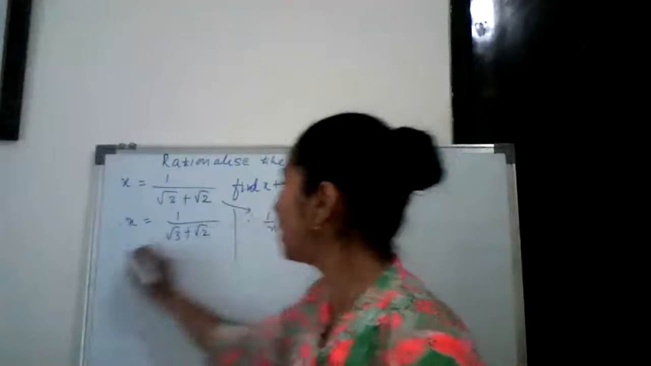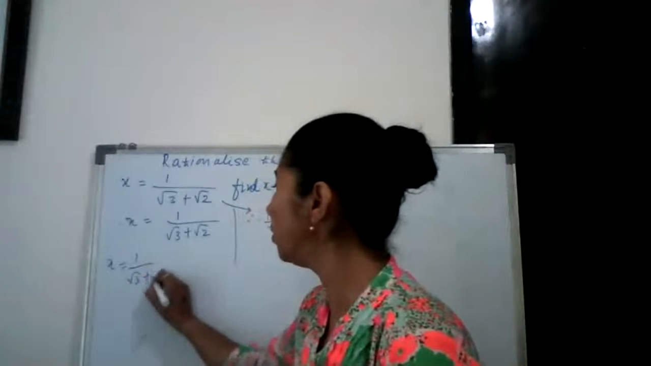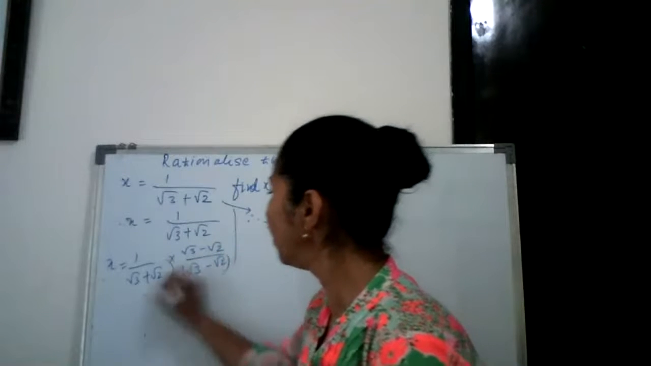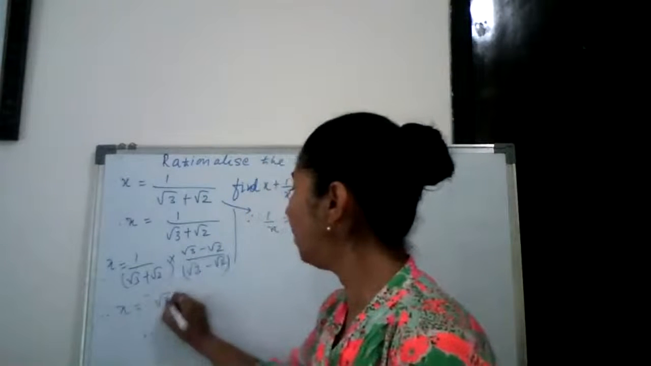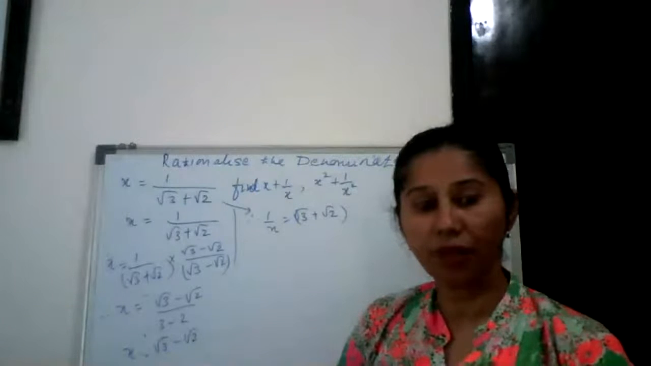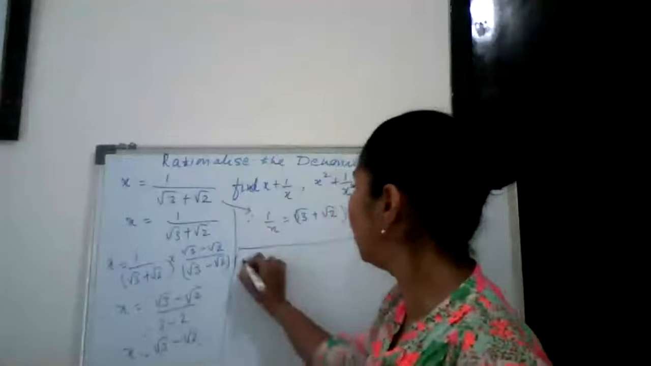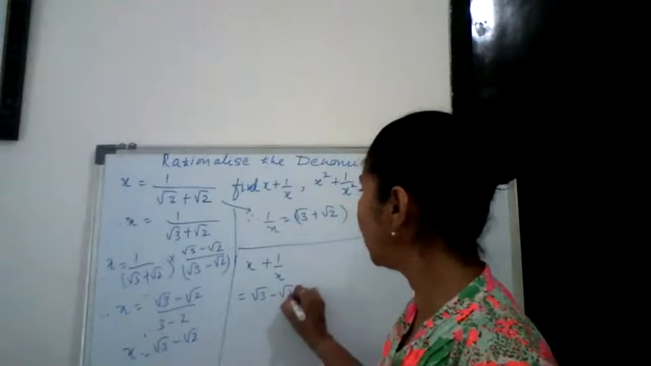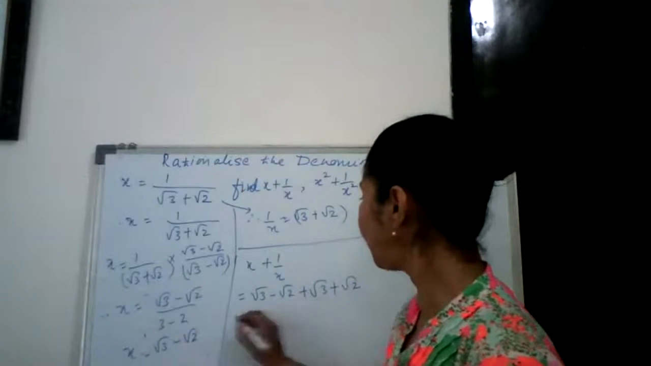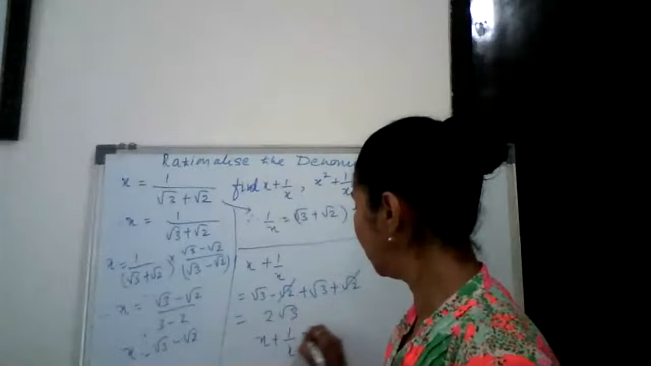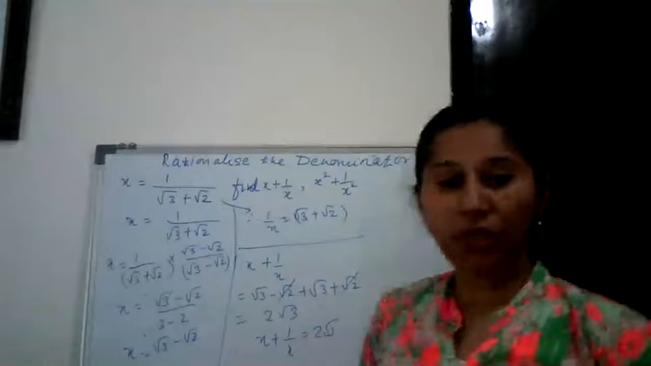तो अब x को मैं यहाँ पे रैशनलाइज करूंगी, तो इट इज 1 upon root 3 plus root 2 multiplied by root 3 minus root 2. So therefore x is equal to root 3 minus root 2 upon 3 minus 2, that is 1. तो हमारा x यहाँ क्या बन गया, root 3 minus root 2. Did you understand this? अब x बन गया सिंपल. तो अब मेरा क्वेश्चन क्या था, फाइंड x plus 1 upon x. तो x plus 1 upon x क्या होगा, तो x हमारा है root 3 minus root 2 plus root 3 plus root 2. Did you understand all of this?